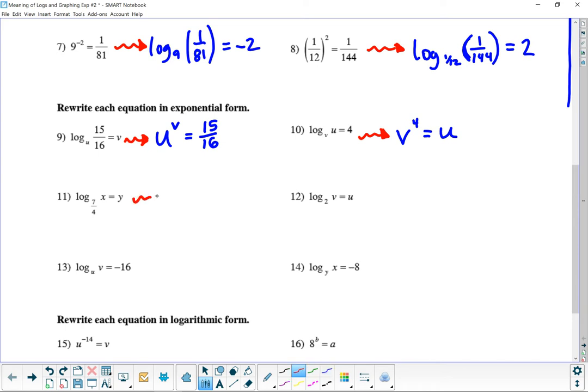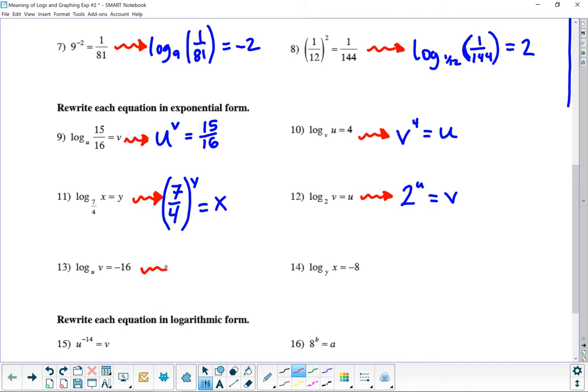Okay, number 11, we have log base 7/4, so that turns into exponential base 7/4 to the y power. Now you can write it like that, but if you get confused, definitely put parentheses, because that means that 7/4, the whole quantity, is to the y power, and that's going to equal x. Okay, this is going to turn into log base 2, so that means we're going to get an exponential base 2 to the power of u, and that's going to equal v.